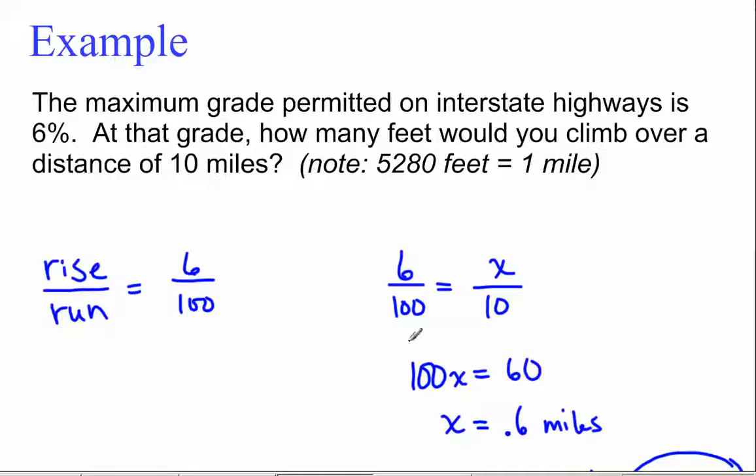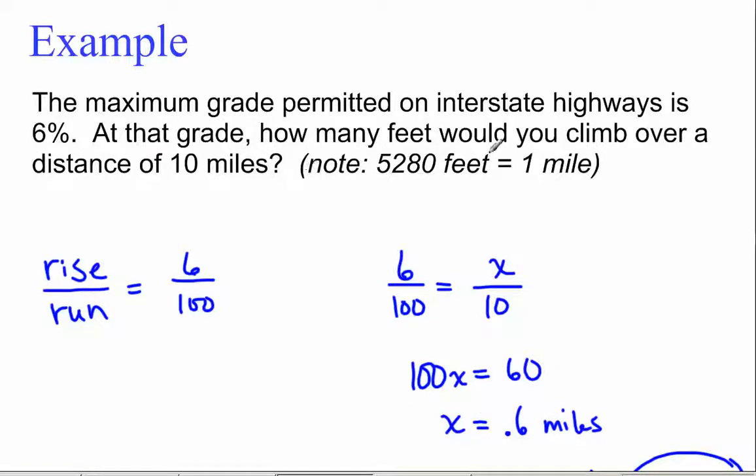So I'm going to take that and set up a ratio here. I have the 6 over 100 equal to how much do I rise, how much do I climb, don't know, use an X, over how long of a distance, in this case 10 miles. One easy way to solve a ratio is to cross multiply. So if I do that, I'll get 100x equals 60. Dividing through, we get 0.6 miles.